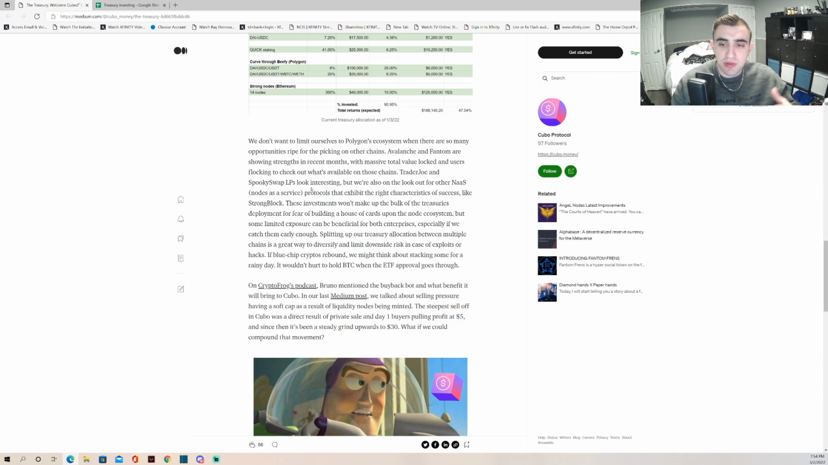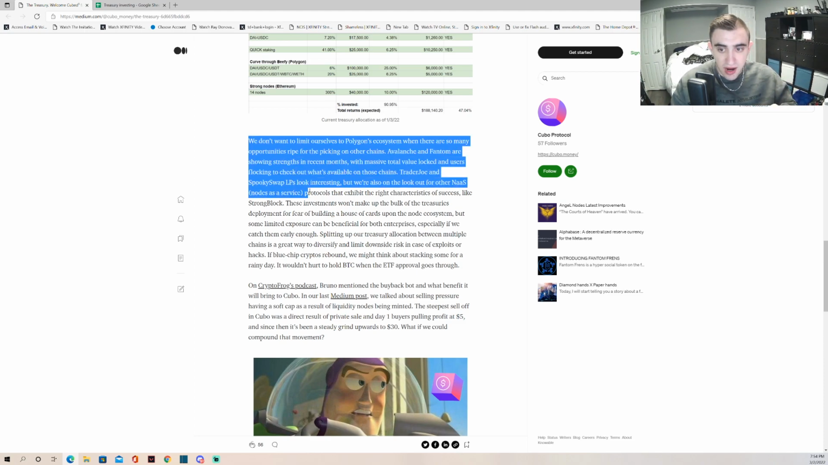Trader Joe and SpookySwap's LPs look interesting, but we're also on the lookout for other node protocols, like they did with Strongblock, where they invested in node protocols that exhibit the right characteristics of success, like Strongblock, which is why they invested. So I'm really bullish on this, you know, half right here. I think this is great.